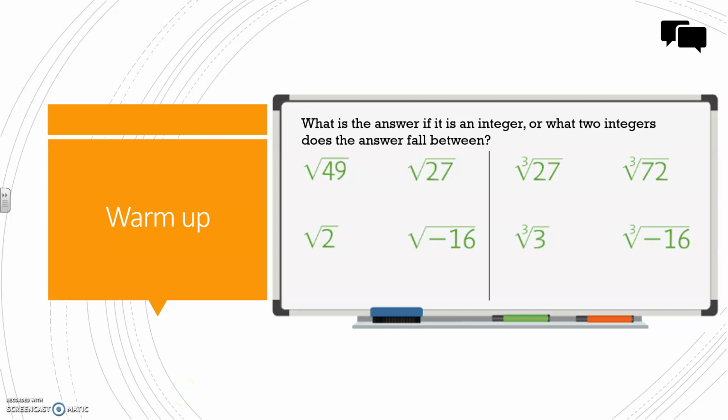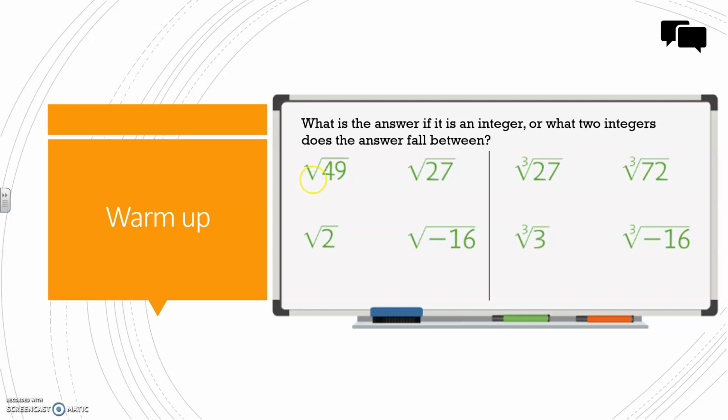I'm one of the intermediate algebra teachers here at Edina High School, and I'm here today to teach you about section 10.2, the cube root function. So in the first section of this chapter, you learned about the square root function, and so we're going to do a warm-up to review what that means.